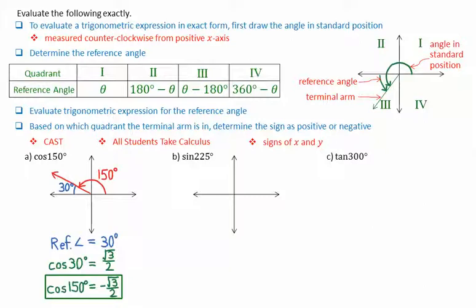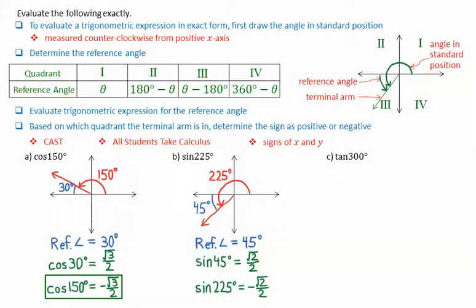For sine 225 degrees, this corresponds to a terminal arm in quadrant 3, with a reference angle then of 45 degrees. This would be 225 minus 180. We know that sine of 45 degrees equals root 2 over 2. We also know that since sine is negative in quadrant 3, sine of 225 degrees must be negative root 2 over 2.